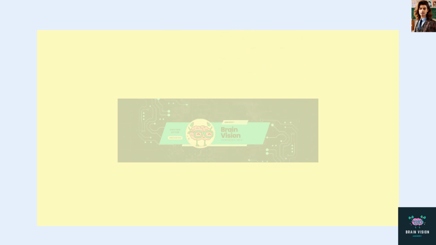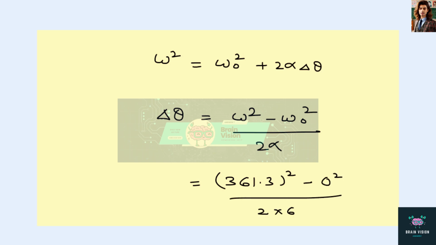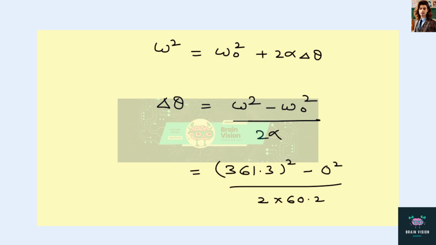Now the number of revolutions turned during the startup period, so just look at it carefully. Omega square is equal to omega naught square plus 2 alpha del theta. So del theta can be written as omega square minus omega naught square by 2 alpha, which is equal to 361.3 square minus 0 square by 2 multiplication 60.2.